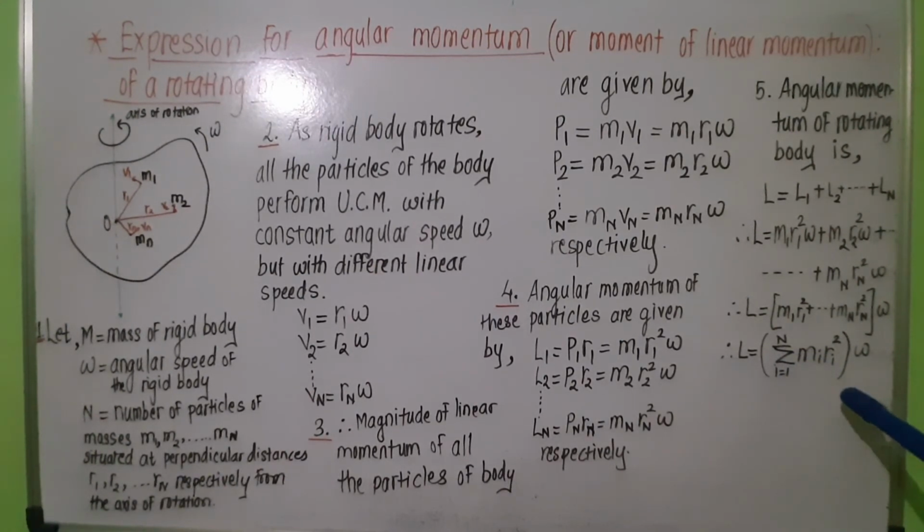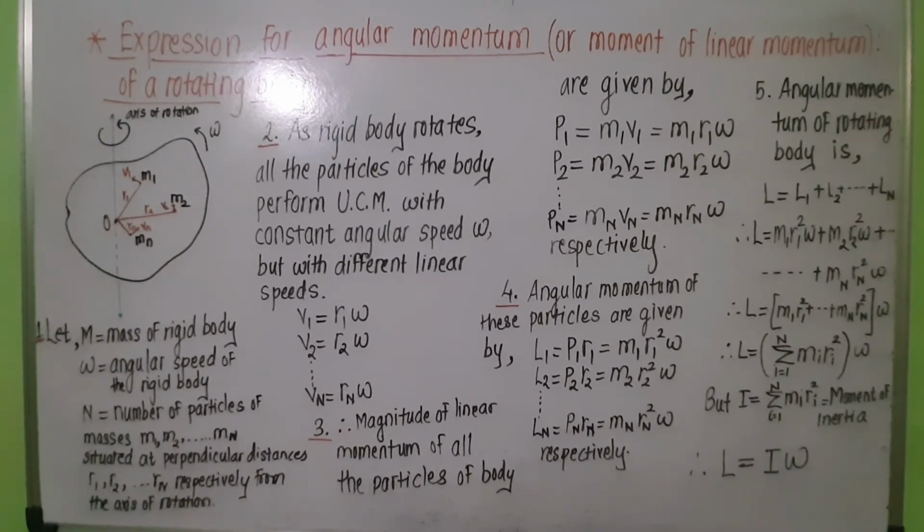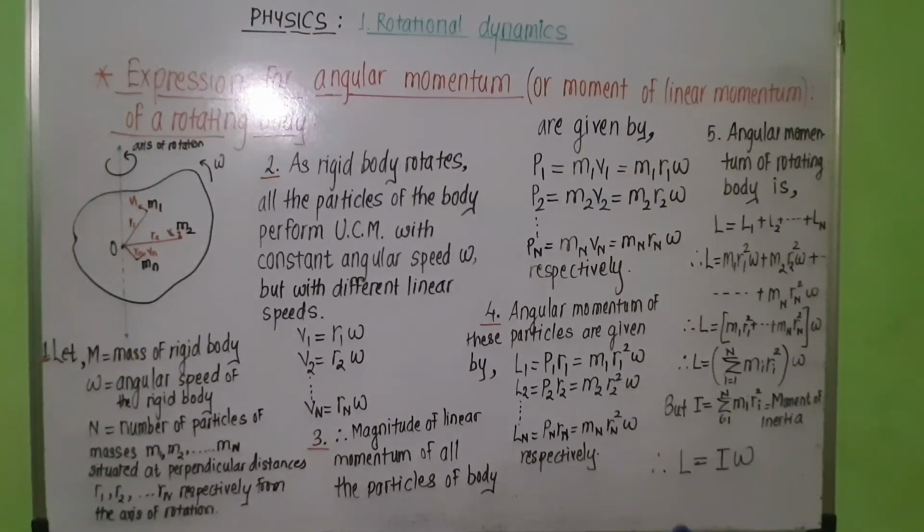Now, summation of mi ri square is nothing but the moment of inertia of the body. So, we can write, therefore, angular momentum L of a rotating rigid body is equal to I omega, where I is the moment of inertia of the rotating body and omega is its angular speed.